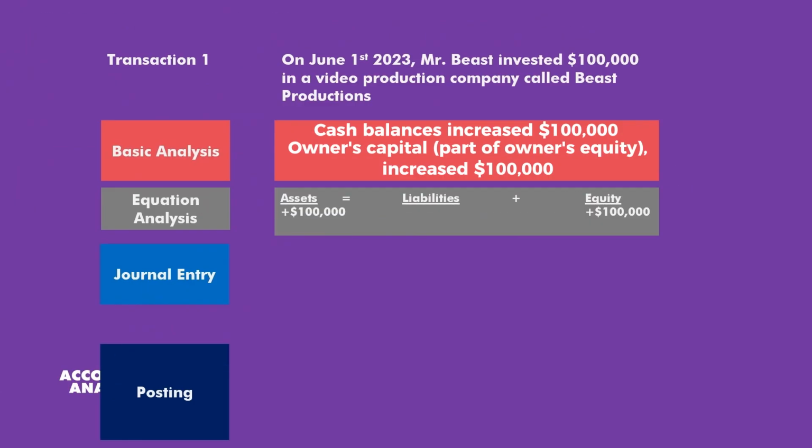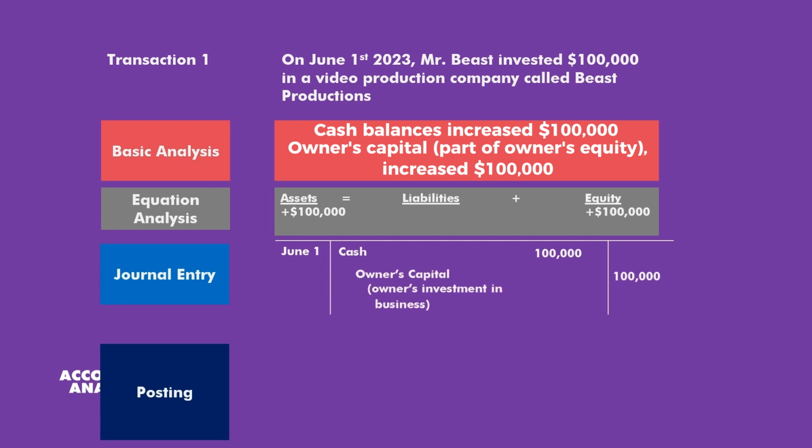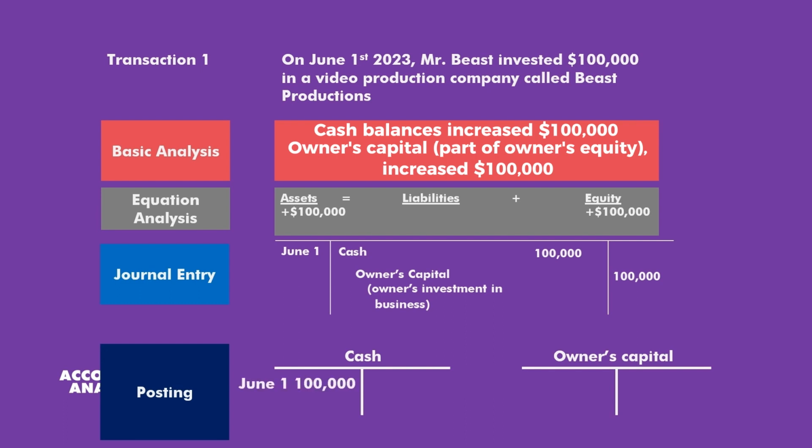Here we want to increase cash, and cash is part of assets, so we debit cash. We want to increase owner's capital, which is part of equity, so we credit owner's capital by 100,000. As for the last step, the posting, we go to the ledger, and the T accounts of the accounts that appeared in the journal entry. The debit goes to the left, in the journal entry we debited cash, and the credit goes to the right.